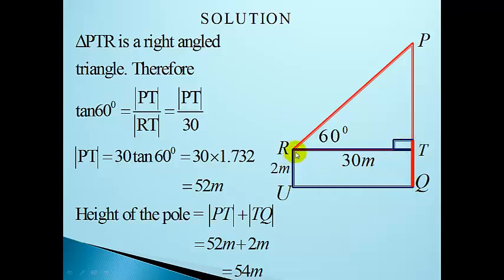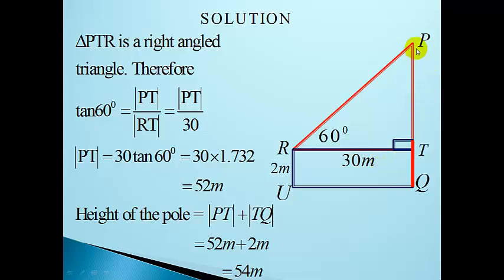Now, the man stands at R and looks at the top of the vertical pole, P. The angle of elevation is the angle between the straight line drawn from R to P and the horizontal, the eye level of the man. So this angle is the angle of elevation. From the question, the angle of elevation is 60 degrees.